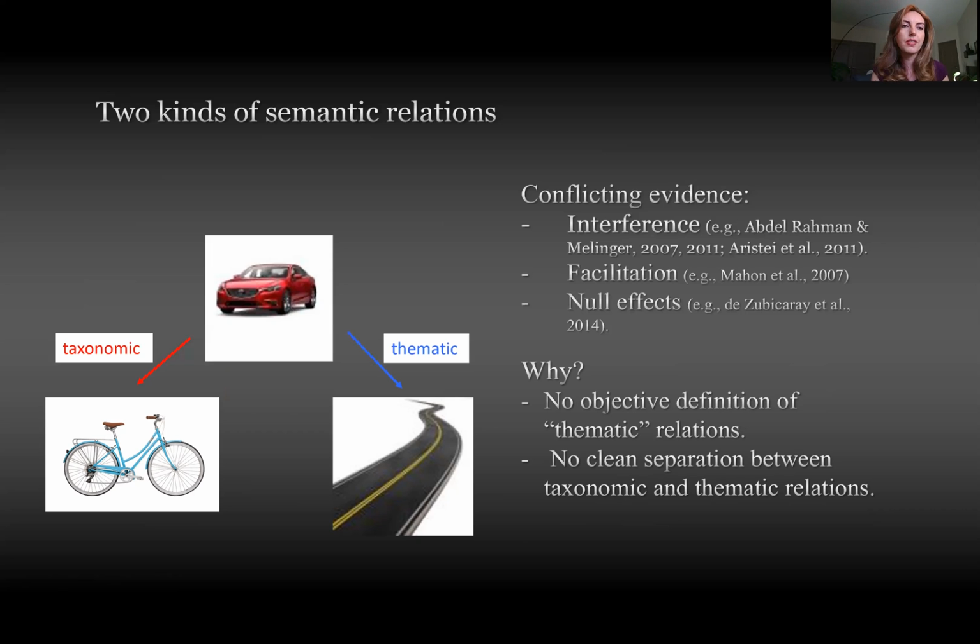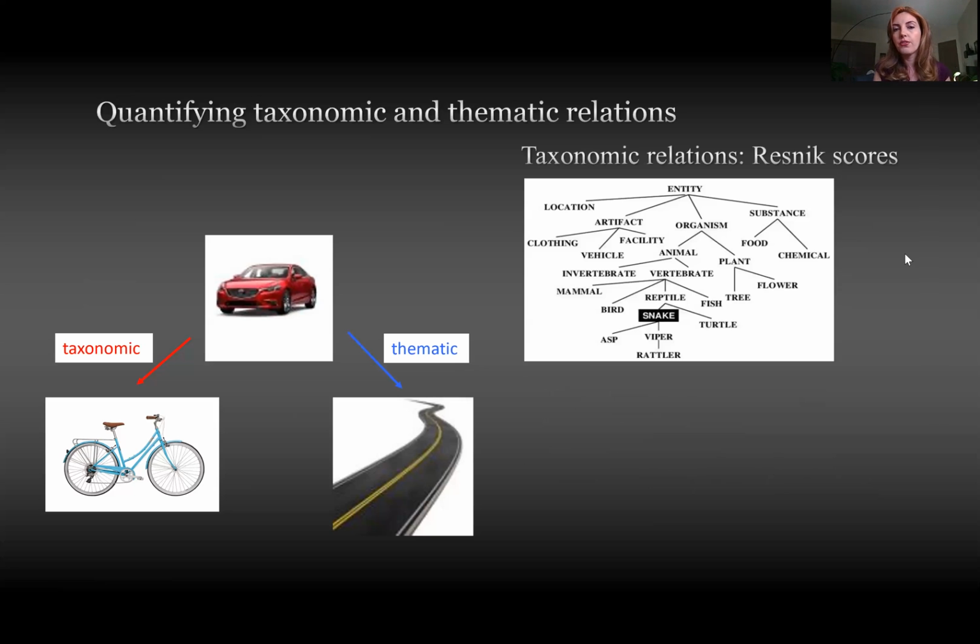So if we really want to understand whether thematic relations and taxonomic relations behave the same way, the first step is to have some objective, quantifiable measures and to get materials that are doubly dissociated. So you would want materials that are highly taxonomically related but not associatively related, and vice versa. What we did in this experiment was to do exactly that: to find quantifiable measures of taxonomic and thematic relations. For taxonomic relations, we use Resnik scores, and we derive these from WordNet.